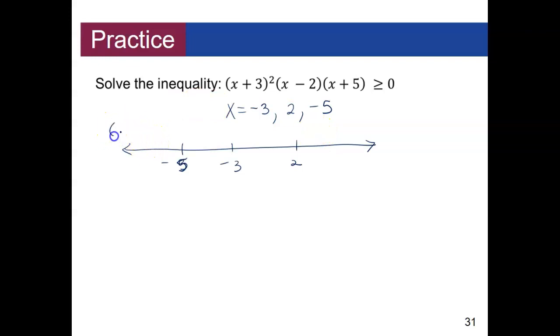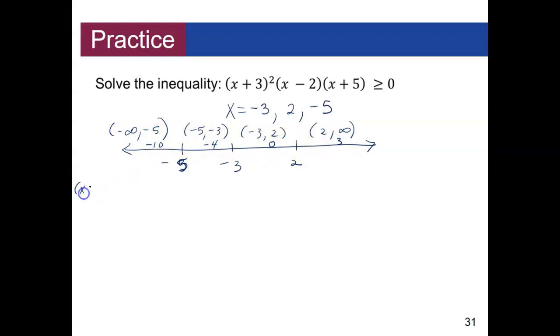Okay, so this interval would be negative infinity to -5. This will be -5 to -3. This will be -3 to 2. And this one's going to be 2 to infinity. So my test point here maybe is -10. This one would be maybe -4. This one will include 0. And this one, let's just say 3. Again, you can pick different numbers. These don't have to be the same with that.